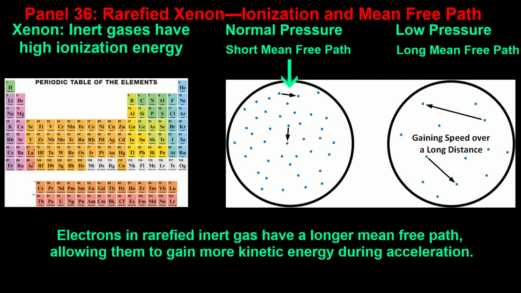Xenon's full valence shell makes it chemically inert under standard conditions. Though its ionization energy is high, rarefied xenon has a long mean free path, allowing electrons to gain more kinetic energy between collisions, increasing the likelihood of ionization upon impact.